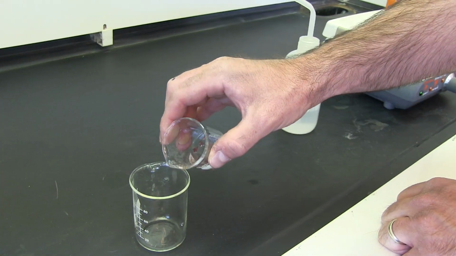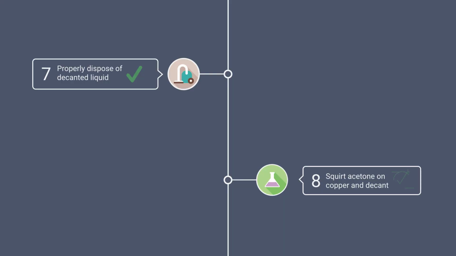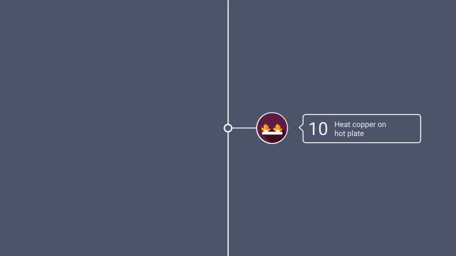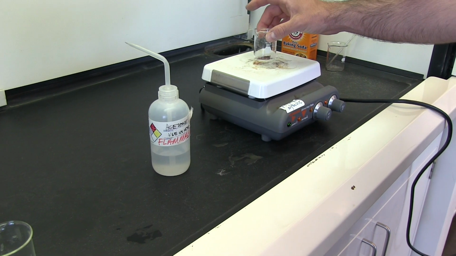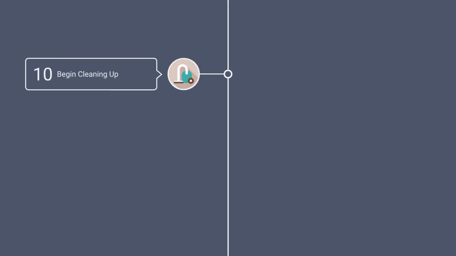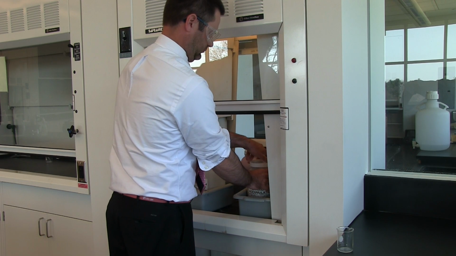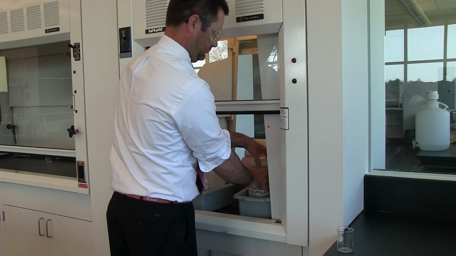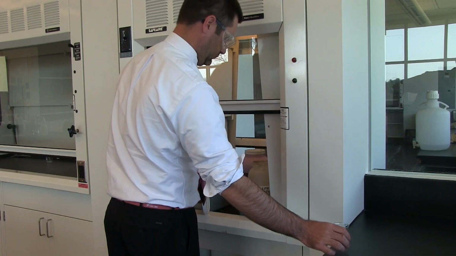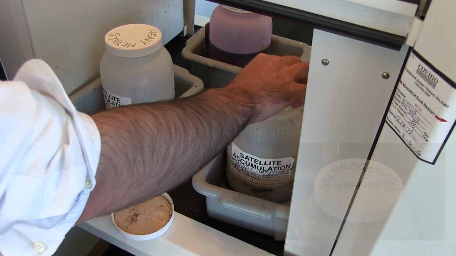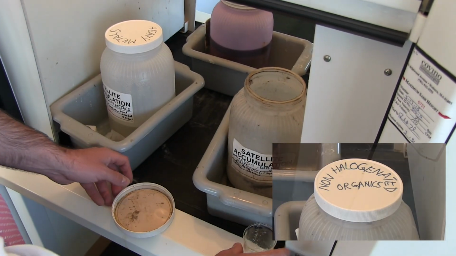Your teacher will have set the hot plate to the proper heat settings, so you don't need to worry about turning any one of those dials. Heat the beaker for about 5 minutes to make sure your copper solid is completely dry. While the beaker is heating, we can use this time to start cleaning up. Dispose the beaker with the decanted acetone in the container labeled non-halogenated organic waste.